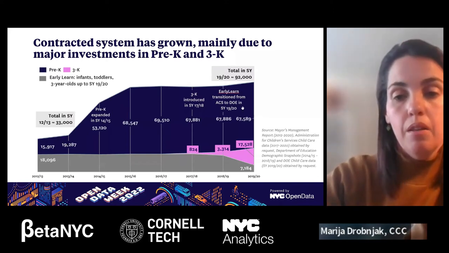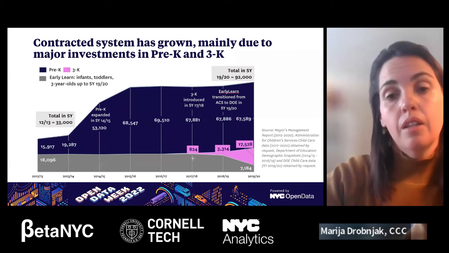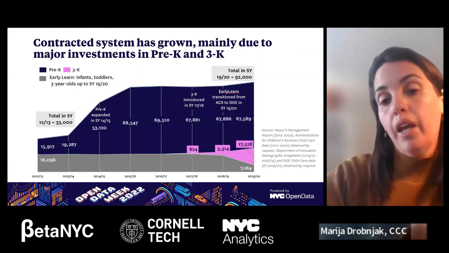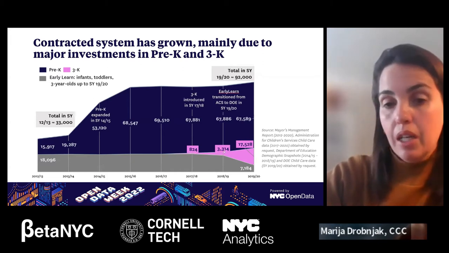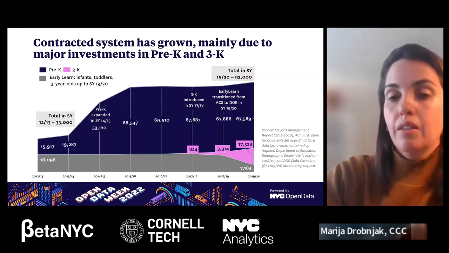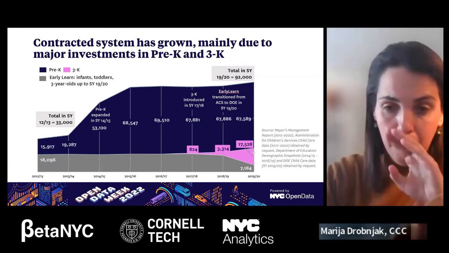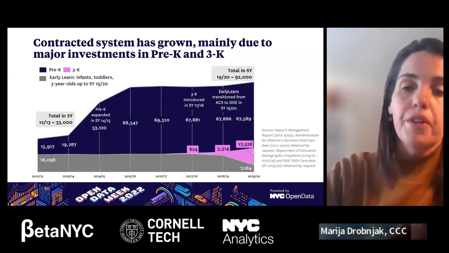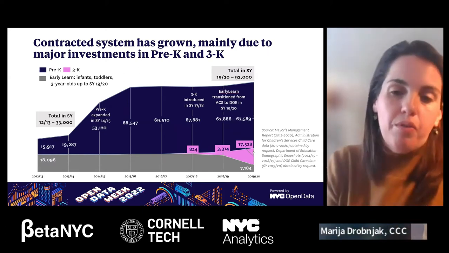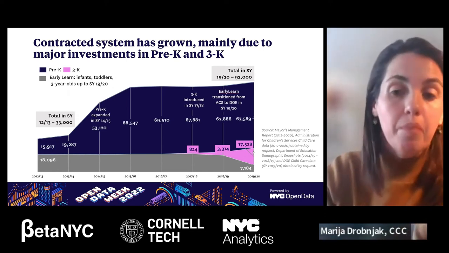And then it expanded. We also see that from 2017-18, the 3K was introduced with 824 seats in the first year and then increased to 3,300 in 2018-19. And then what happened in 2019-20, because of the transfer of the early learn system, all 3-year-olds transferred from early learn under that 3K label.